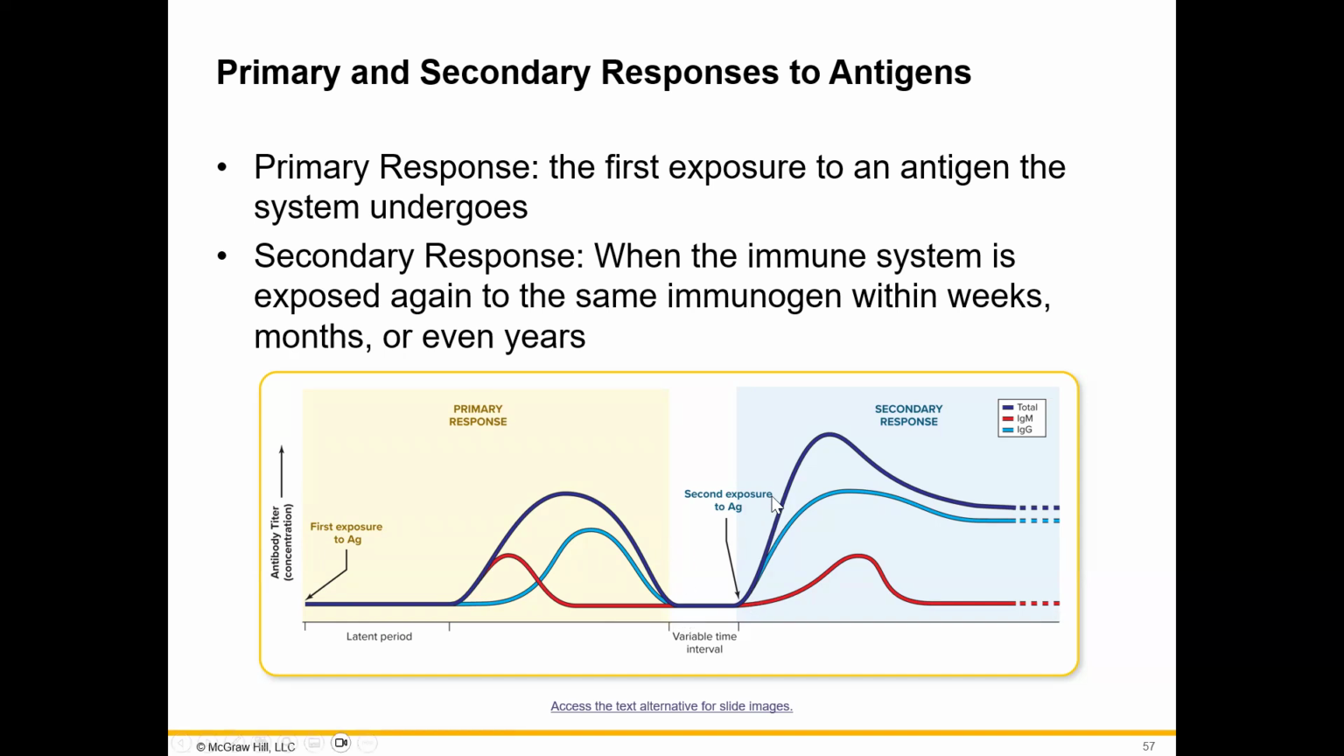Now, when the immune system is exposed again to the same immunogen, could be weeks or months or even years, you have a secondary response. The rate of antibody synthesis, the peak titer, and the length of antibody persistence are greatly increased over the primary response, as you can see from the levels. The speed and intensity seen in this response are attributable to the memory B cells that were formed during the primary response. The secondary response is also called the anamnestic response.